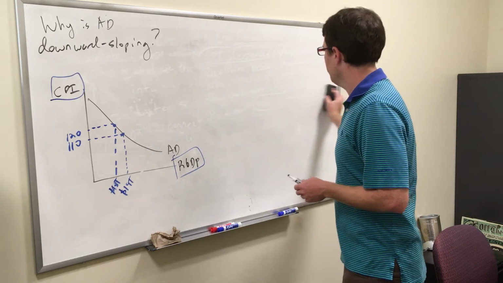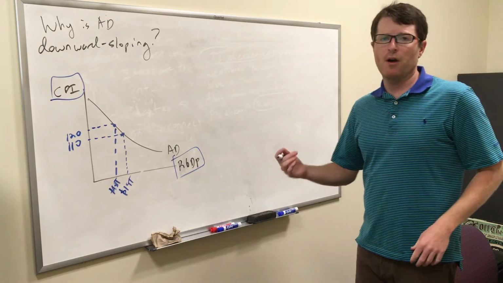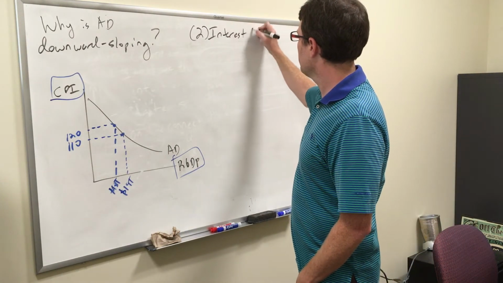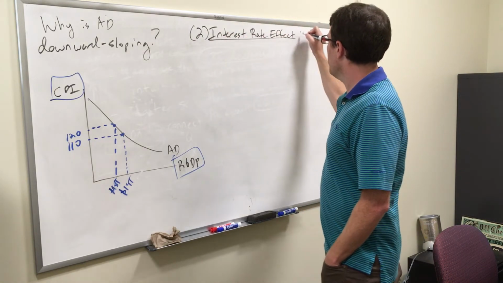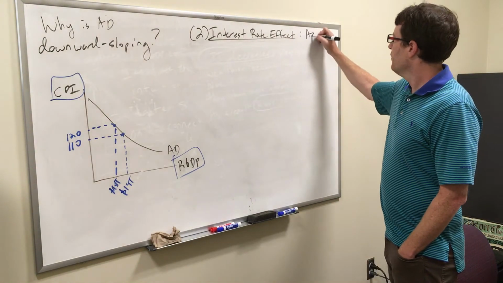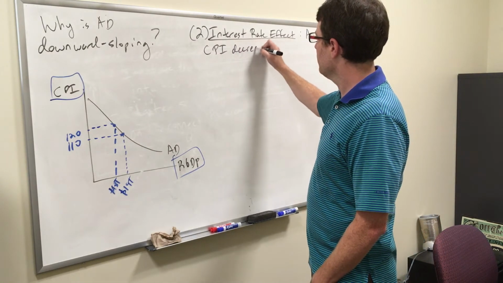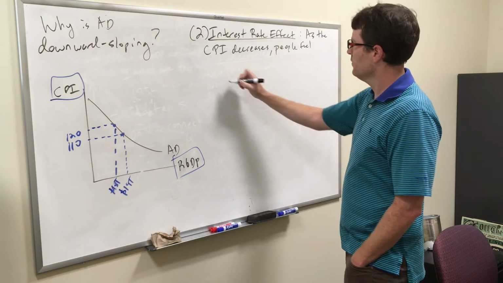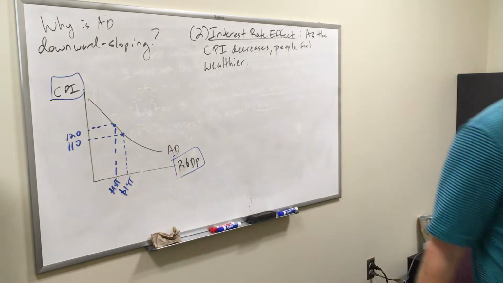A second theory, okay, so that would be one reason why this would result. Let's see if we can think about some other reasons. The second one is the interest rate effect. And this one's kind of the sister of the first one. These are very closely related. As the CPI goes down, people feel wealthier. Okay, so it starts out the same as the last one.